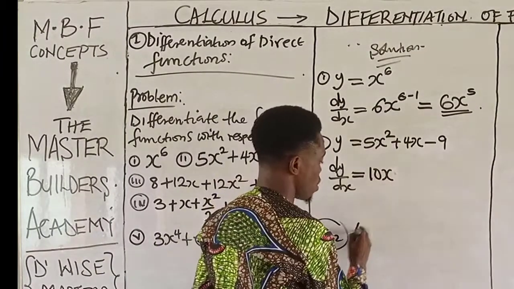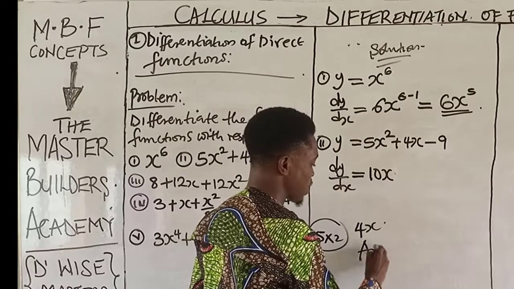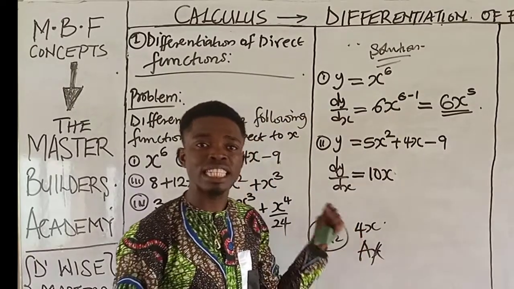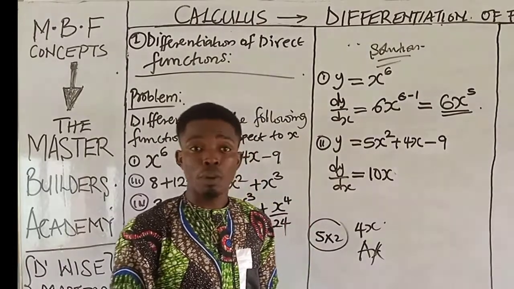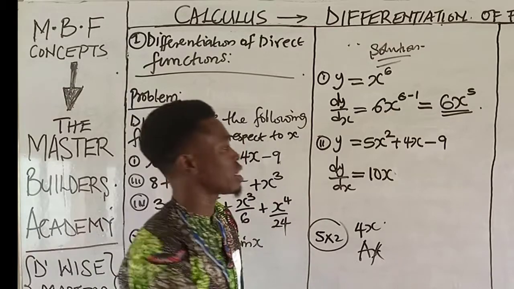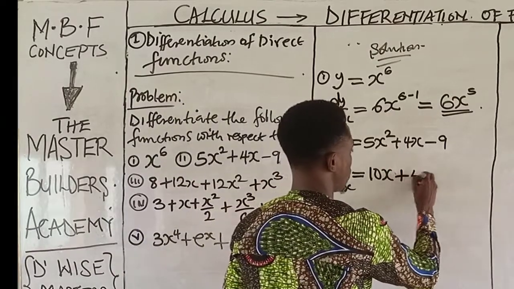When I differentiate 4x, just like I did, when you differentiate ax, x disappears. So you see that the power of x is 1. And anytime you differentiate x raised to the power of 1, the x disappears, leaving only the coefficient. And when we differentiate 4x, guys, we have 4.